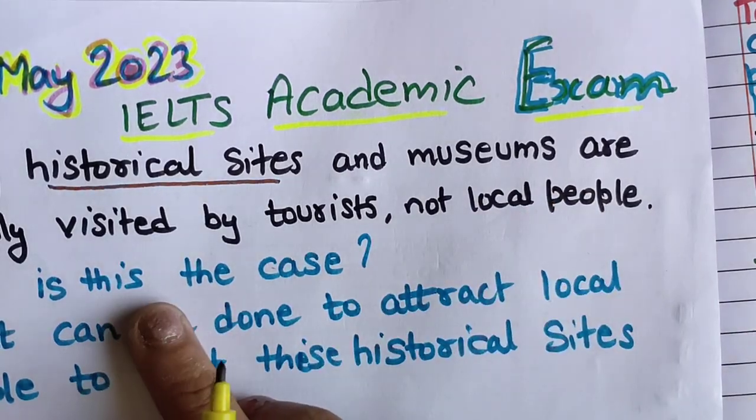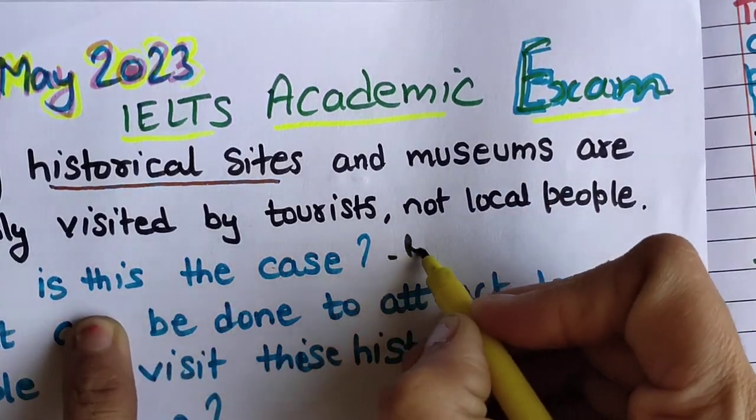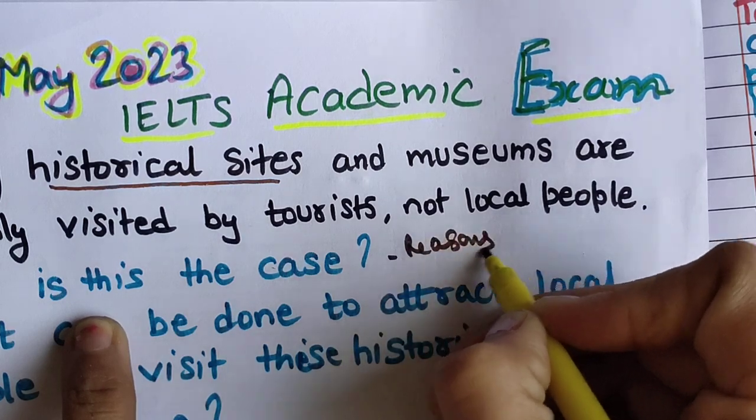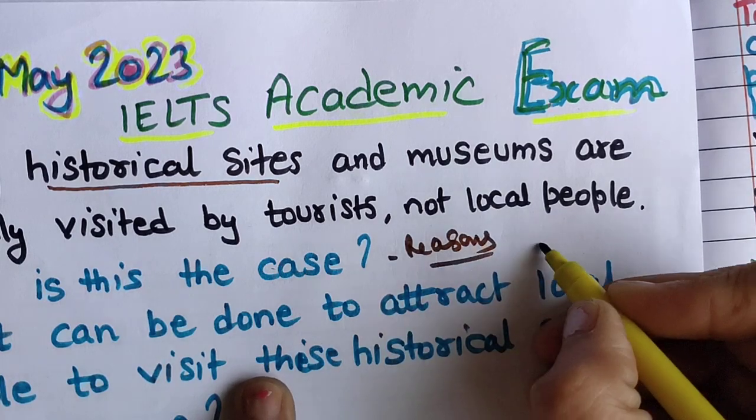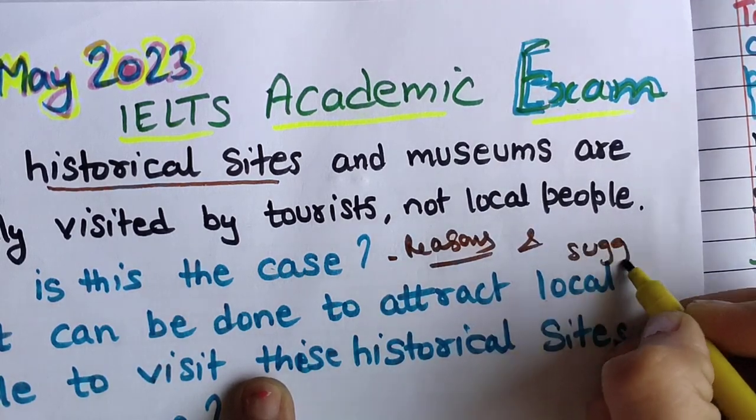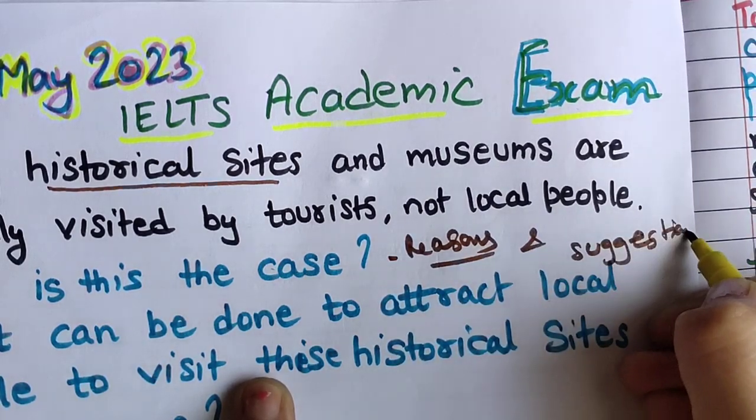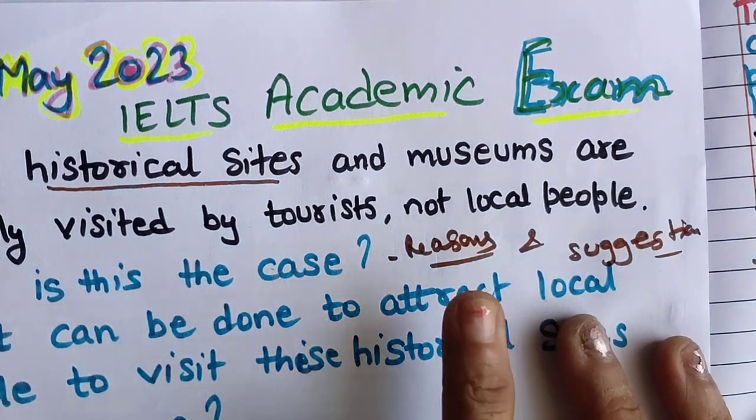Okay, now this we know, this is reasons and this is suggestions. The second question is reasons and suggestions. So this is the type of question. Now let's look at the format of this essay.